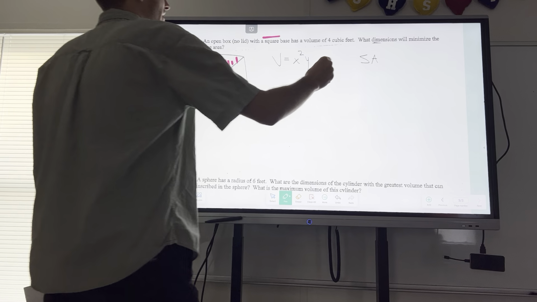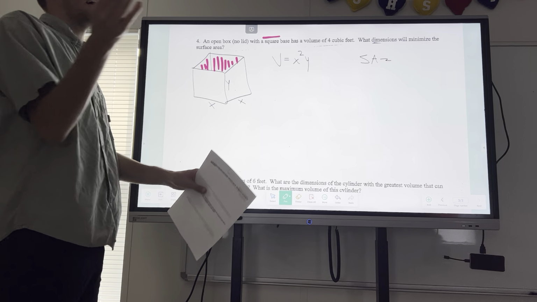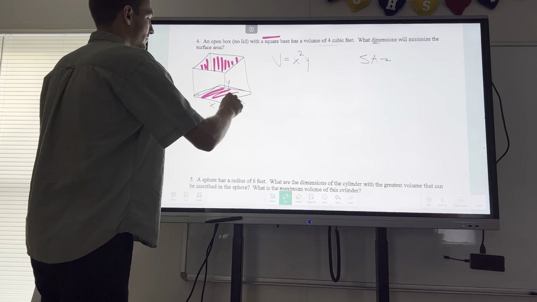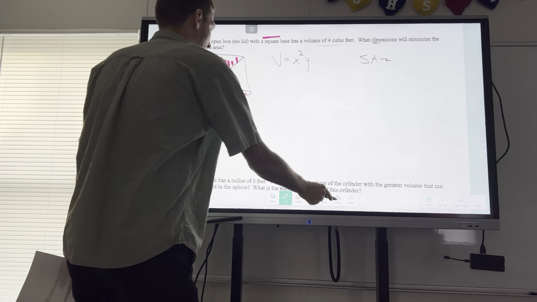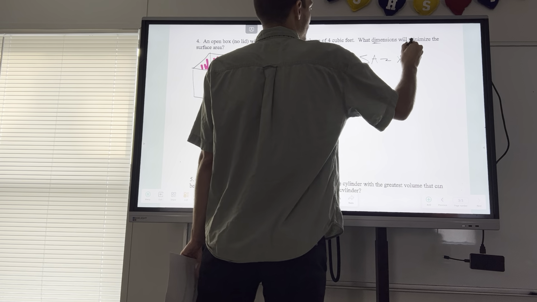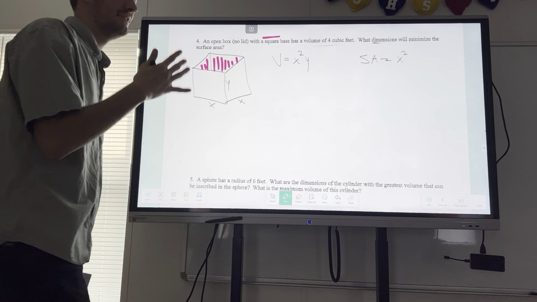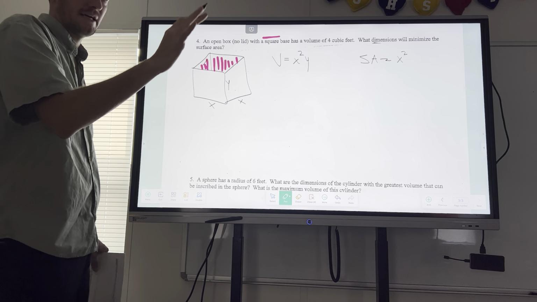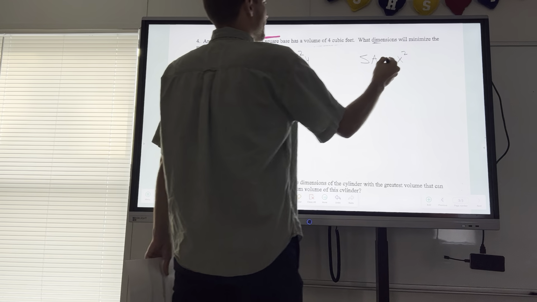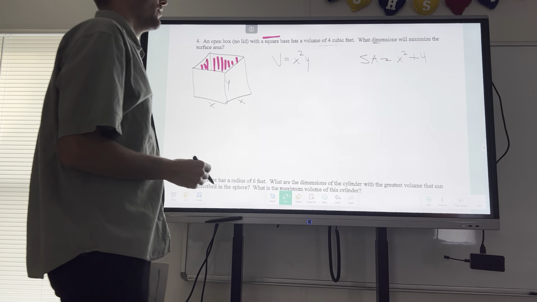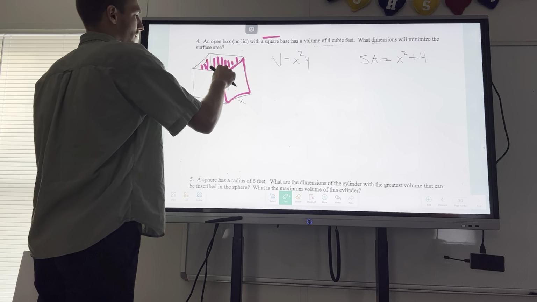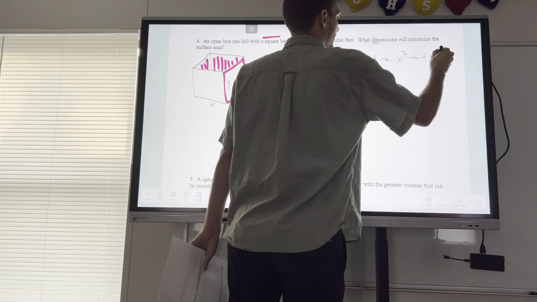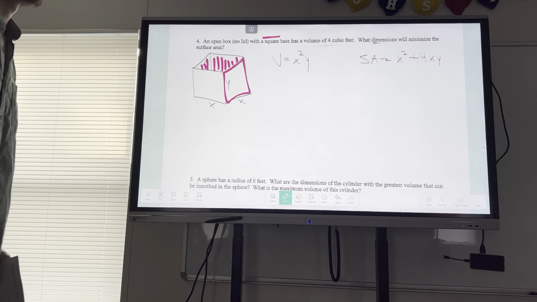Our surface area is just add up all the different little areas. So we have a square on the bottom, and that square on the bottom is x by x. That is our bottom piece. Typically it would be 2x squared, but we don't have a top, so we just got rid of that top: x squared. Then our box has 4 walls, and those 4 walls are x by y. 1, 2, 3, 4, and so we should have 4xy.